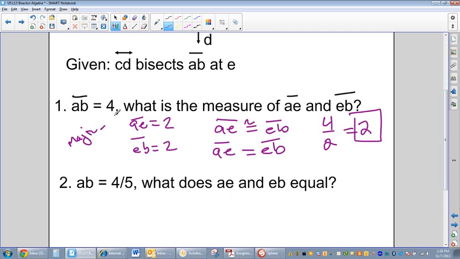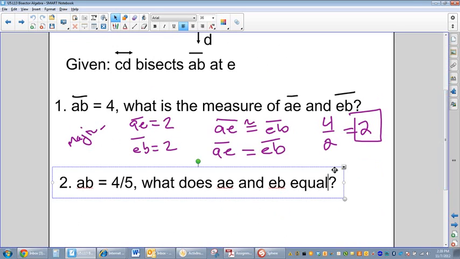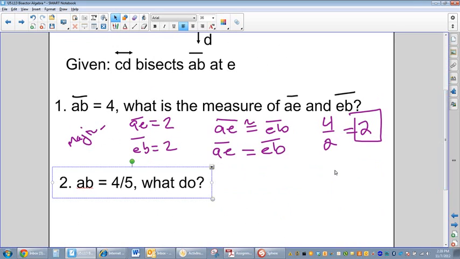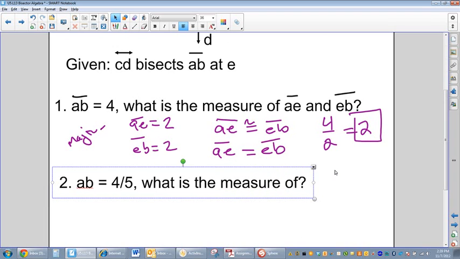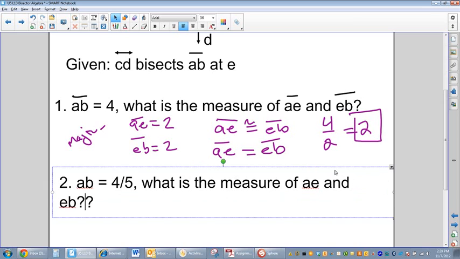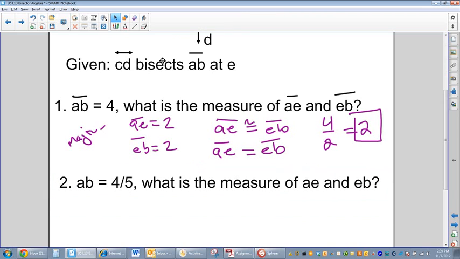Alright, so in this one, AB equals 4. What about if AB equals 4/5? So if line segment AB equals 4/5, what is the measure of line segment AE and EB?